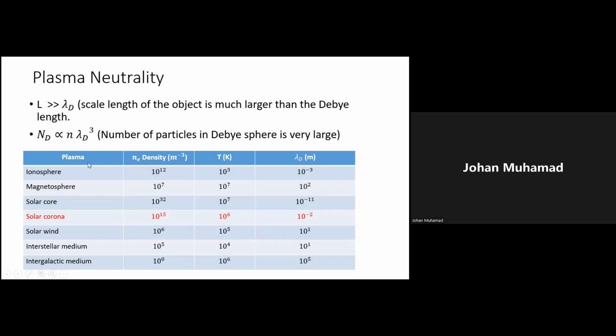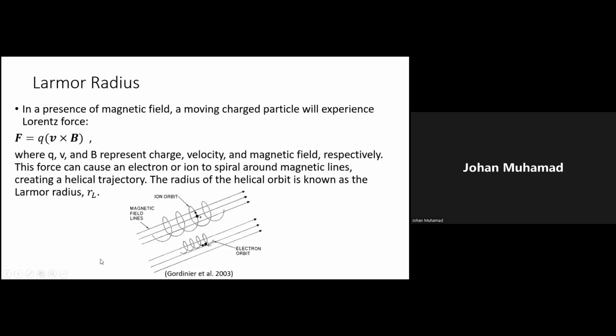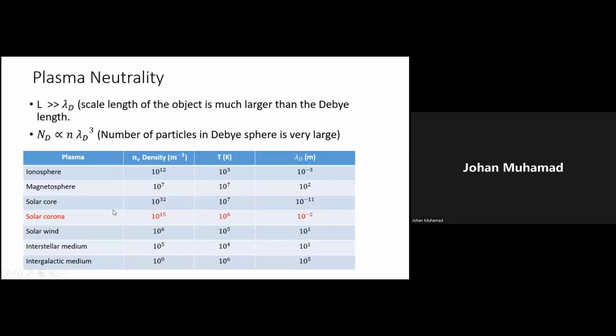Here are some examples of the Debye length and plasma density for many media, for example, ionosphere, magnetosphere, solar core, solar corona, solar wind, interstellar medium, and even intergalactic medium. For the solar corona, because we are interested in the solar corona here, you can see that the Debye length is very small. It's only on the order of 1 centimeter approximately.